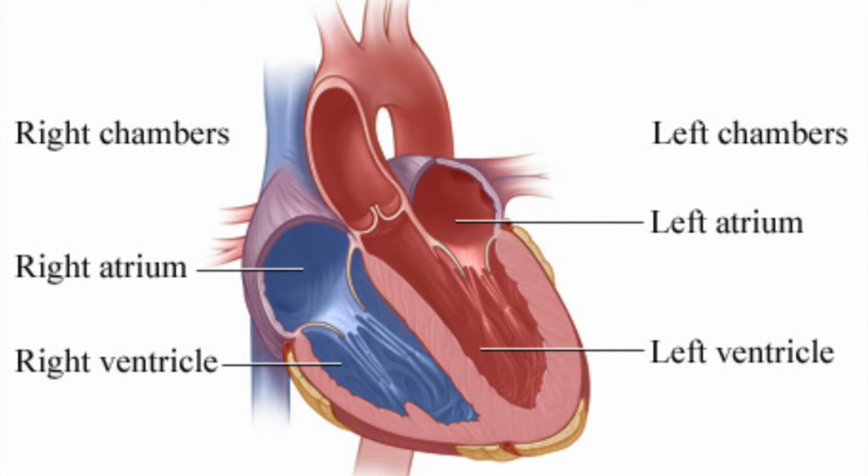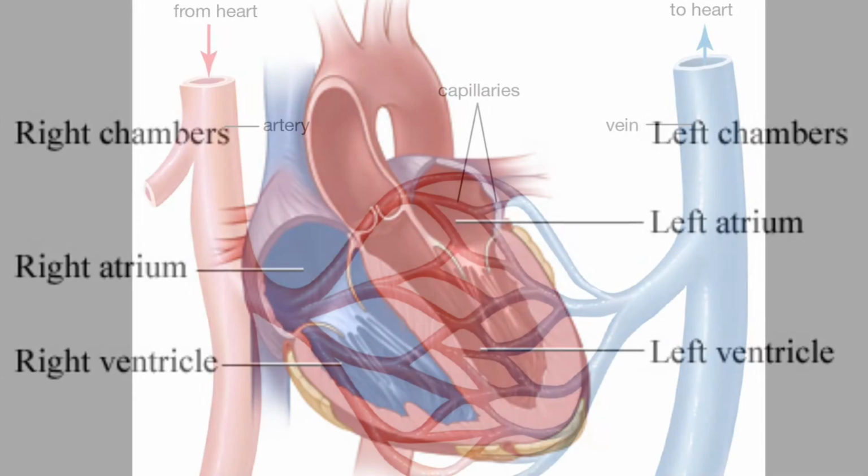The heart is composed of 4 chambers, which are shown in the diagram: the right atrium, which receives carbon dioxide-rich blood from the body cells, the right ventricle, which pumps carbon dioxide-rich blood into the lungs, the left atrium, which receives oxygen-rich blood from the lungs, and the left ventricle, which pumps oxygen-rich blood into the body cells.